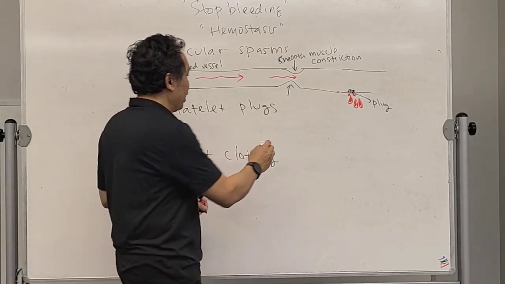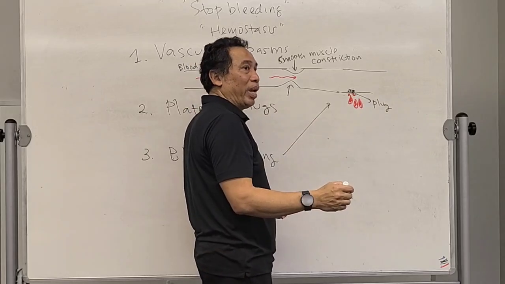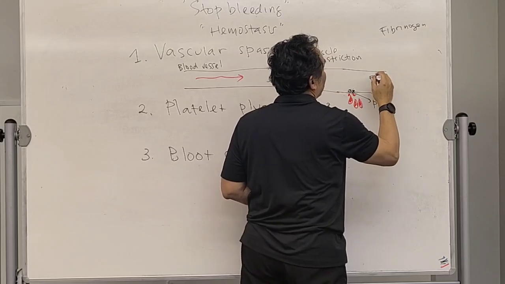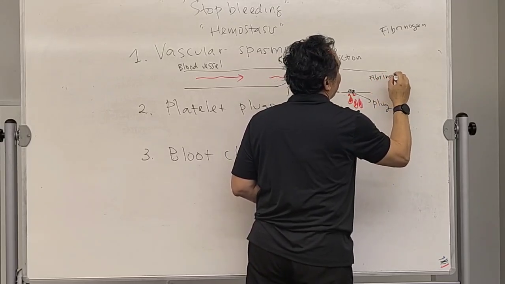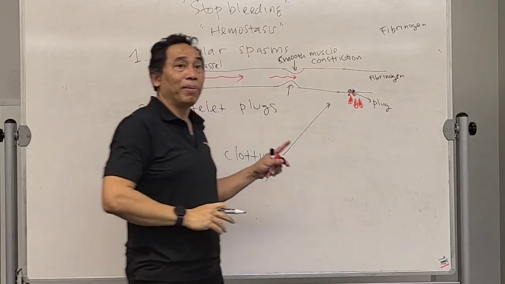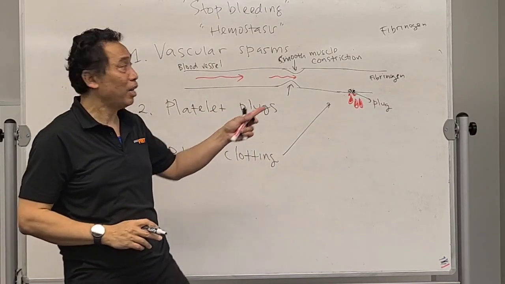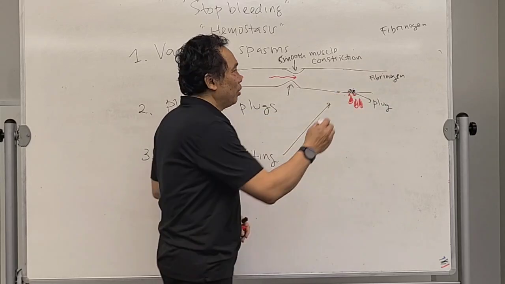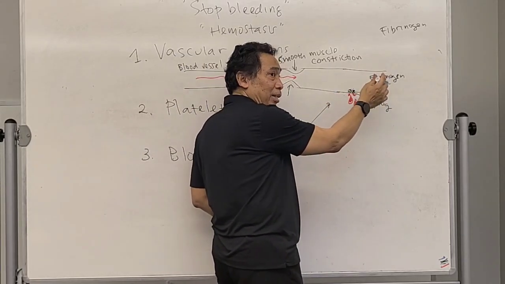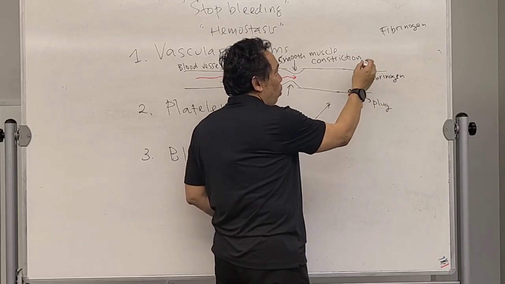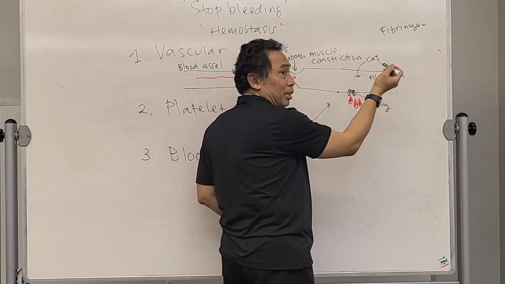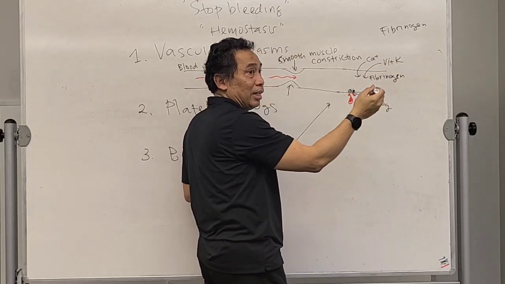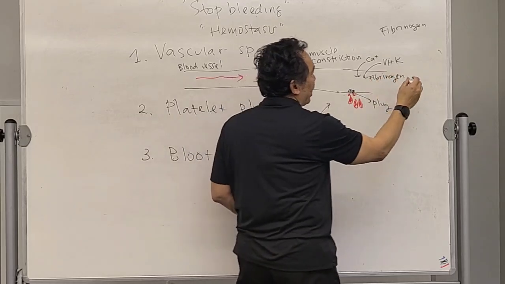So for the blood clotting over here, we need the fibrinogen. Remember, there are three types of proteins in the blood plasma: albumin, globulin, and fibrinogen. This fibrinogen is the one that will clot the blood. This fibrinogen is a dissolved protein, but when we are bleeding, with the addition of calcium, vitamin K, it will become like a thread.